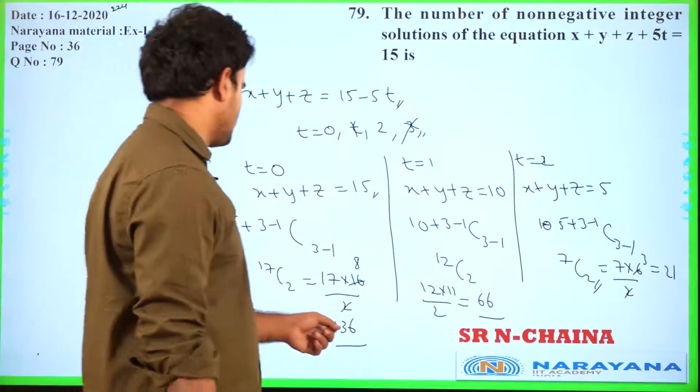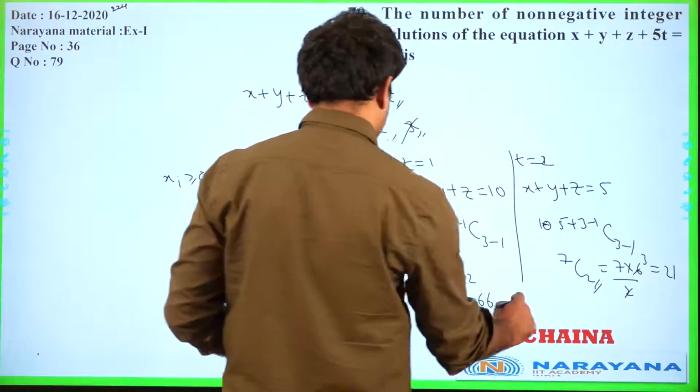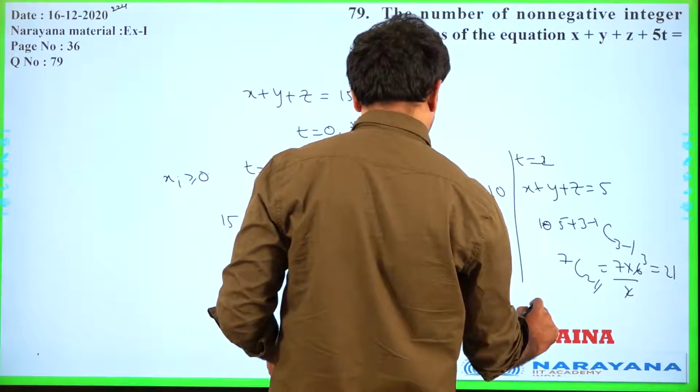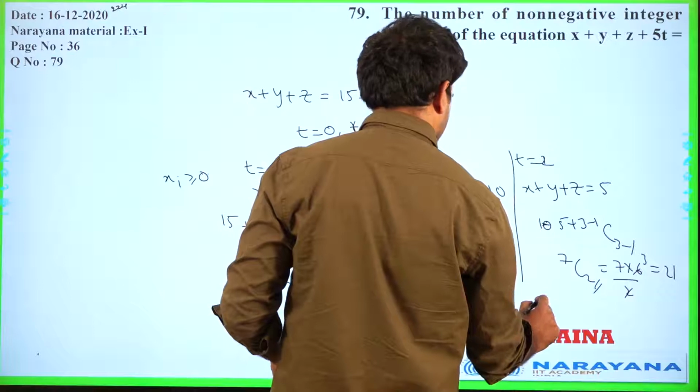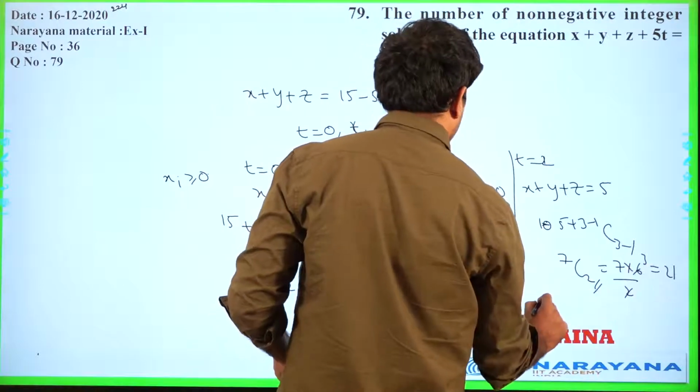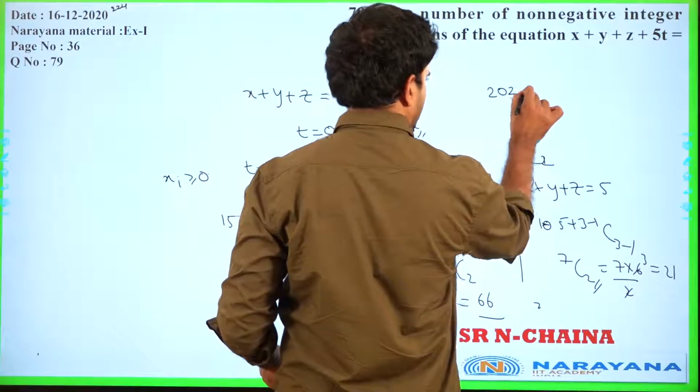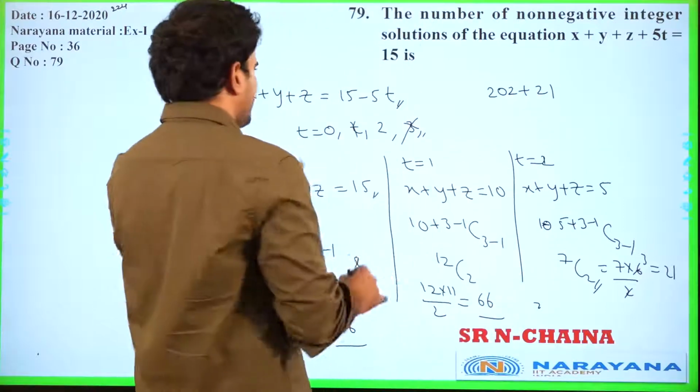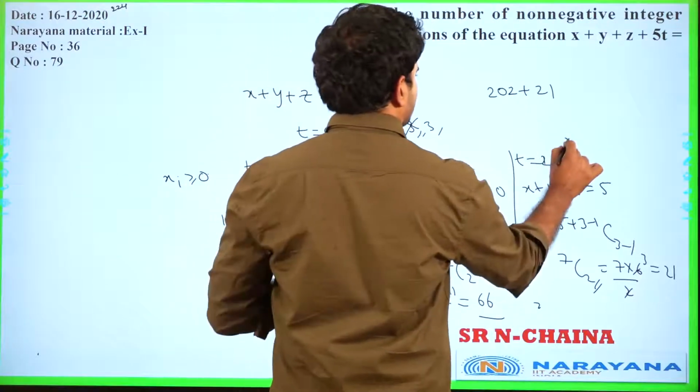how much we get people? We get it as what, 192. Okay, 192, 202, 202 and what we get? 202 plus 21. If I take 3 cases people, what you get? x plus y plus z equal what? 0.